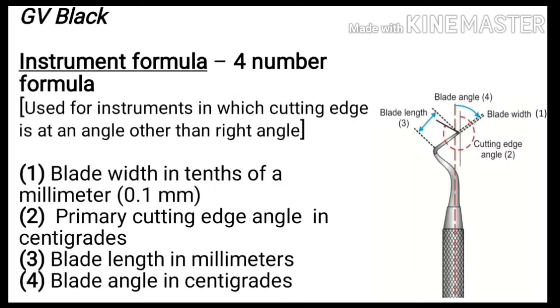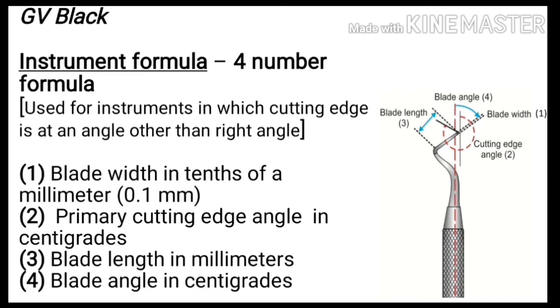Now moving towards the instrument formula given by G.V. Black. The 4-number formula is used for the instrument in which the cutting edge is at an angle other than the right angle. And the 3-number formula is used when the cutting edge is at right angle to the blade of the instrument.